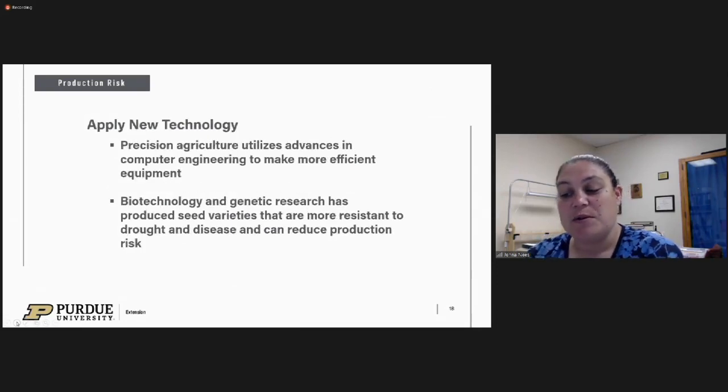Now, the final way we will look at reducing production variability is through applying new technology. One example of new technology is precision agriculture, which allows our machines and equipment to be more efficient and offset some of the expenses or costs of doing business. A really good example of this is utilizing precision agriculture to apply fertilizer or to apply herbicide.